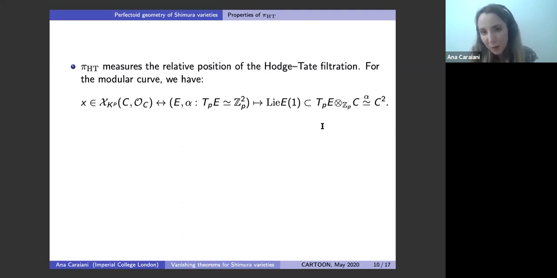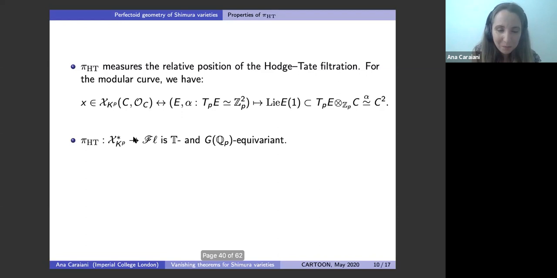two-dimensional vector space. And so this naturally gives you a map from the modular curve at infinite level to adic P1. Of course, what I've described is really just on the level of points, but you can make this into a morphism of adic spaces using basically the relative Hodge-Tate filtration, a version in families. So that's one thing to know about it.